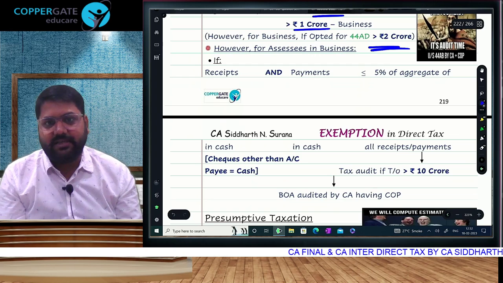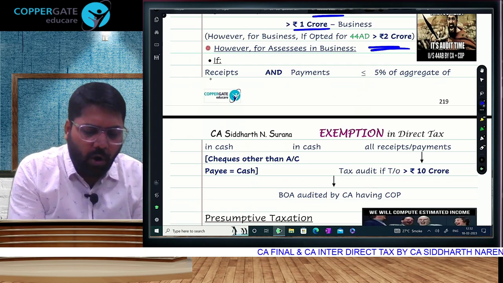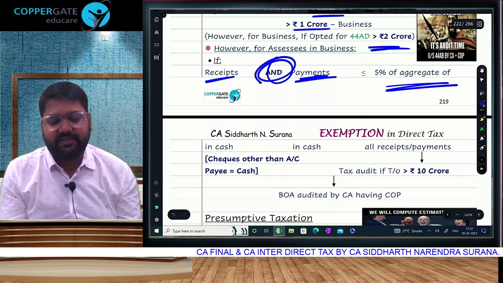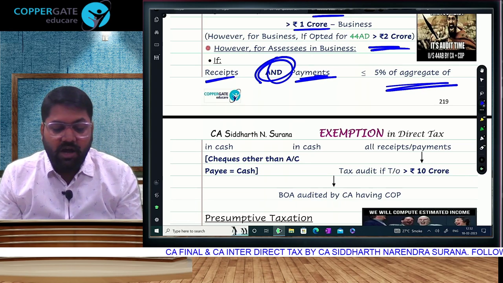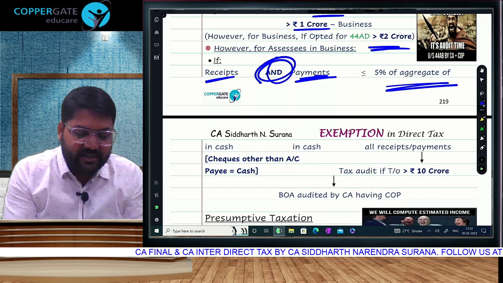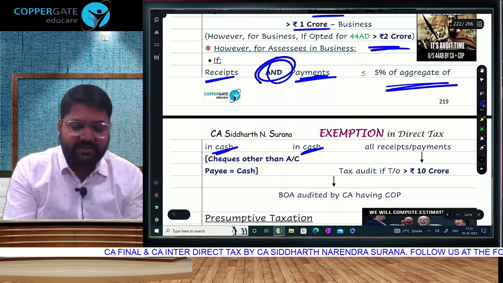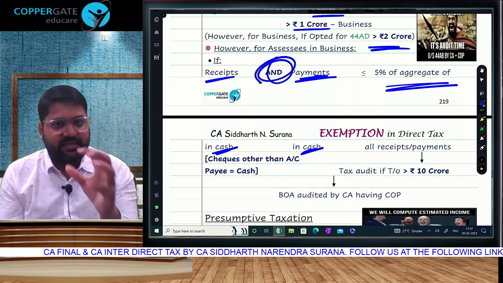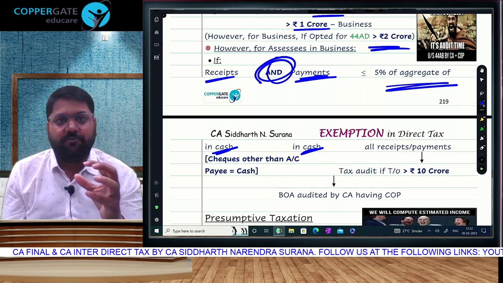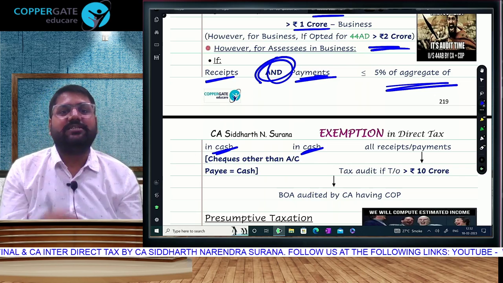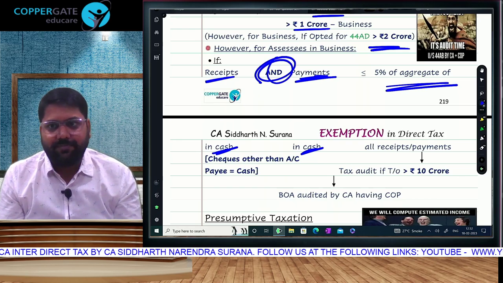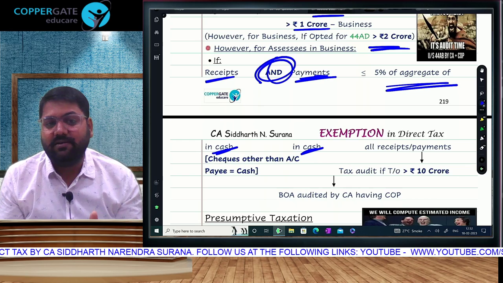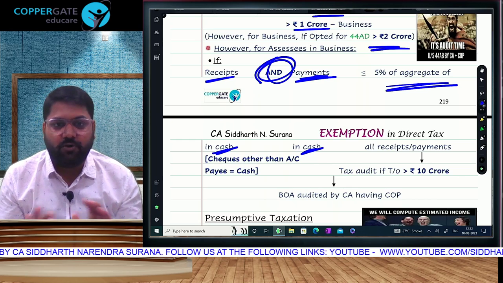But to curb cash in the economy, if all your receipts and payments both at maximum 5% are done in cash mode, matlab receipts in cash as well as payments in cash both do not exceed 5%. Receipts in cash are up to 5% of total receipts, and payments in cash are up to 5% of total payment. Both have to be within 5%. Receipt is 6, payment is 4, not accepted. Payment is 6, receipt is 4, not accepted.